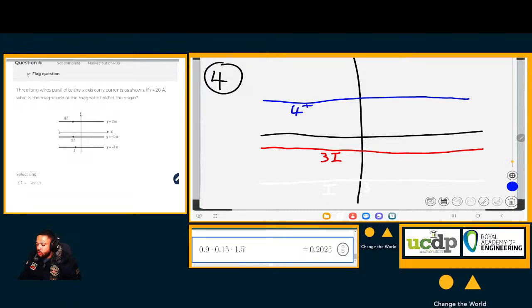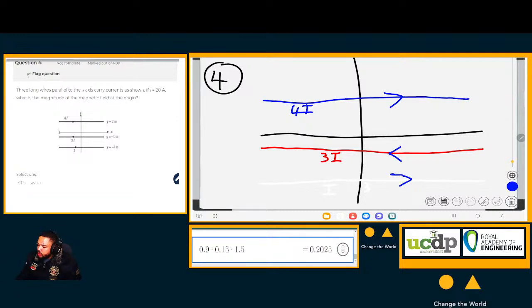current of 4I. What I neglected to include was the direction of the current. For this one, it goes in the positive x direction. This one goes in the opposite direction. And the last one goes in the same direction as the top one. Okay, so let's calculate all of these currents. I just redraw what is written on that page.